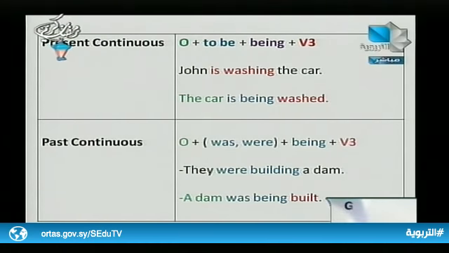Thank you very much, Miss Lujane. Mr. Mazin, now we can talk about the perfect tenses. I mean the present perfect and the past perfect, how to make them passive, please.